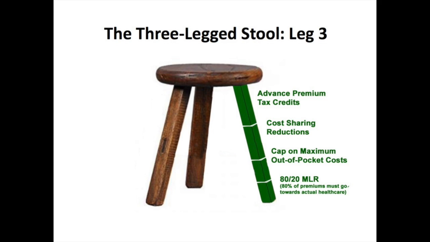Okay, so now you've got the blue leg, you've got the red leg. But you've told the carriers that they have to offer their plans to everyone, and you've told the public that they have to sign up for those plans. But now what about those who can't afford to pay for them? Well, that's where the third leg comes in, financial assistance. There's 4 provisions of this leg: advanced premium tax credits, cost-sharing reductions, cap on out-of-pocket costs, and the medical loss ratio rule.